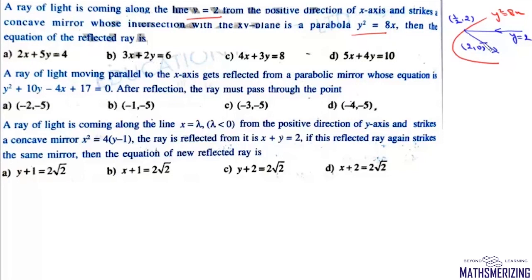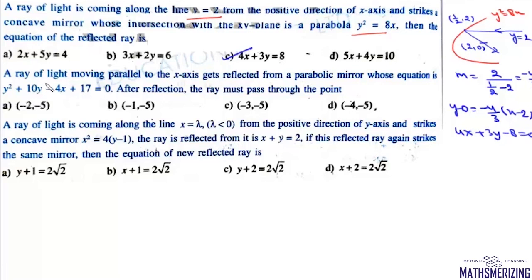We'll need to find equation of this line. So we'll find its slope. So its slope will be 2 upon 1 by 2 minus 2. So it will simply be minus 4 by 3. So we can write this equation as y minus 0 equals minus 4 by 3 times x minus 2. So it will be 4x plus 3y minus 8 equals 0. And that's your option number C.